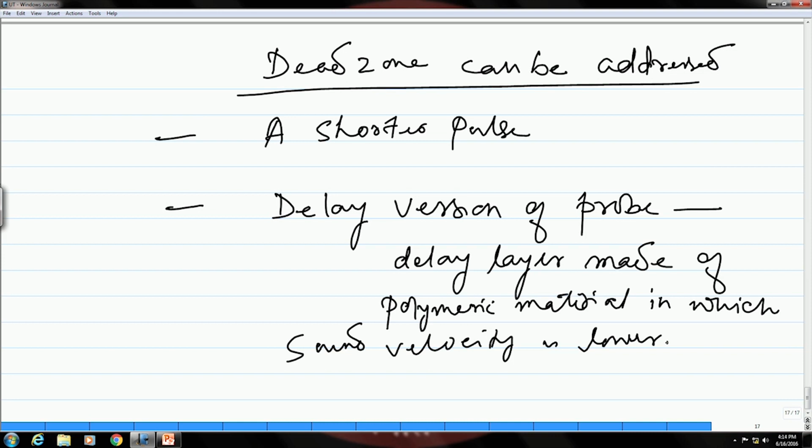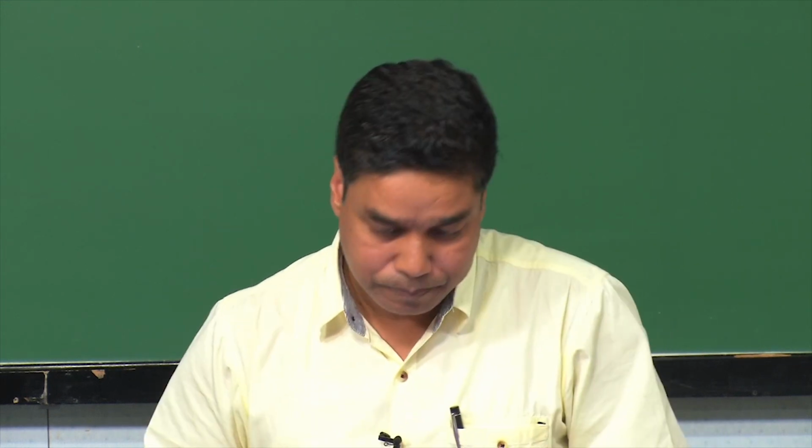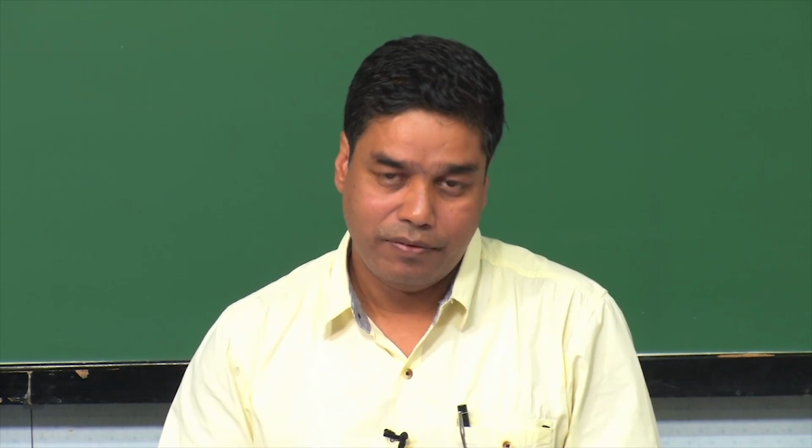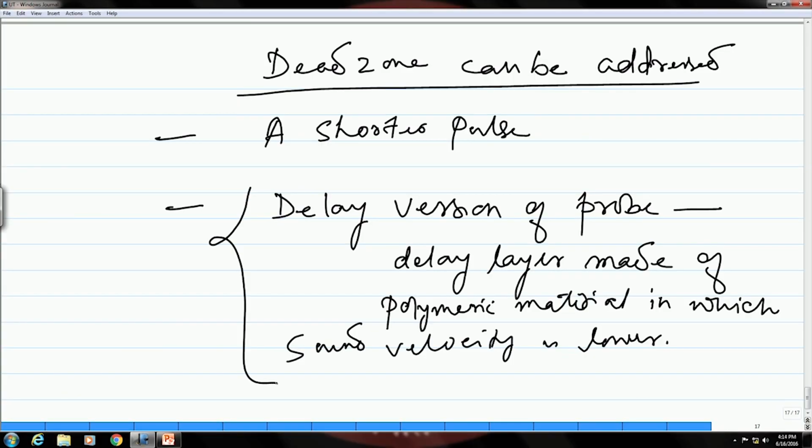Okay. So, since the velocity in this layer is lower, it will delay the sound wave when it comes back to the probe. Okay. So, then the probe will have enough time for these fluctuations to die down completely, and by the time the echo comes back to the probe, it will be ready for receiving. Okay. So, due to that delay which is provided by this delay layer, the probe will be ready for receiving by the time the echo comes back, even if it is from a near surface discontinuity.